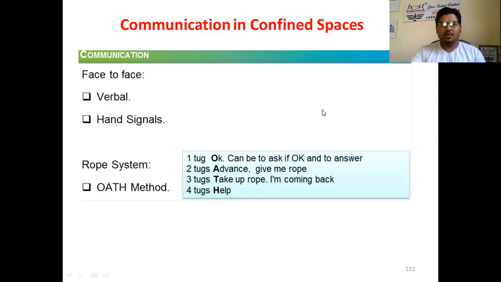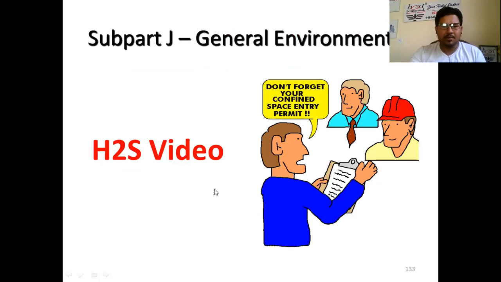Now, communication in confined space, we could have face-to-face, like verbal, hand signals. There must be a rope system, like in Saudi Aramco, they have both methods. One tag means okay, can be to ask if okay to answer, or 2 tags mean advance, give me rope, 3 tags mean take up rope, I'm coming back, or 4 tags mean help.